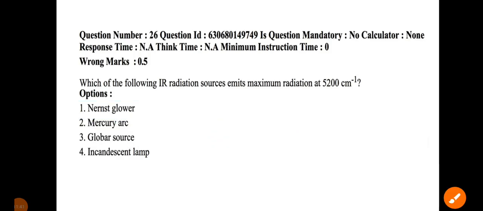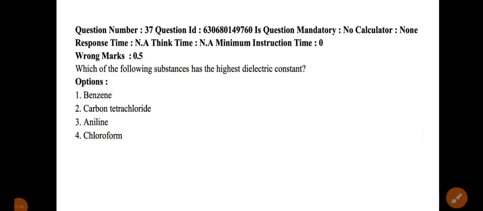Okay, so the next question: which of the following substances has the highest dielectric constant? That is also a very logical question, right? We have to think about it. The options are benzene, CCl4, that is carbon tetrachloride, aniline, and chloroform. So first of all, what is the dielectric constant, right?